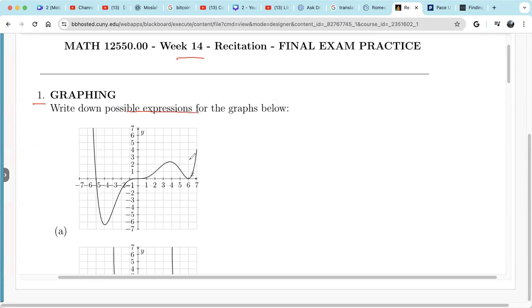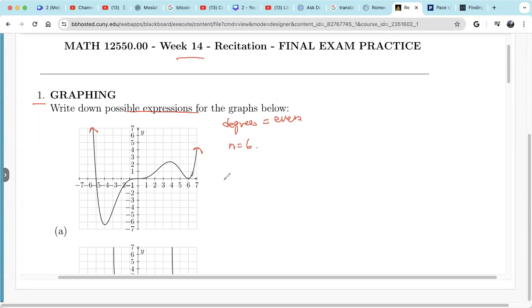This graph is for a polynomial function. The end behavior tells us the degree is even. Then let's count how many wiggles. This one represents degree 2, then this wiggle degree 3, then this again. So 1 plus 3, 4, 5, 6. So n should be 6.